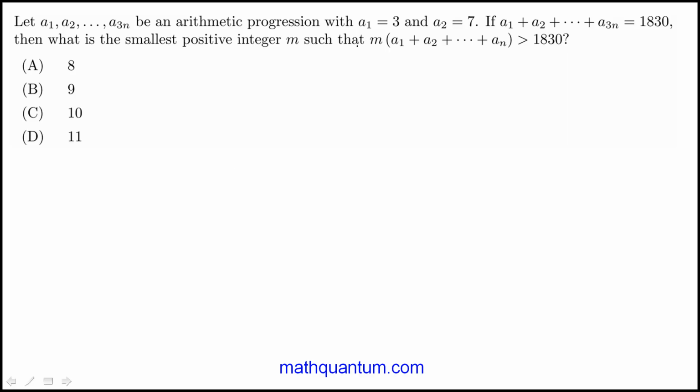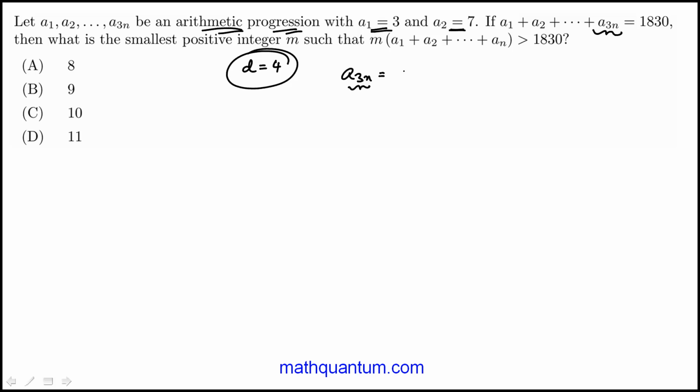So there's nothing conceptual in this question. It's really just about applying the different formulas for the arithmetic progression. If we start here, the first term is 3, the second is 7, which means the common difference is 4. That means I can now write the nth term.